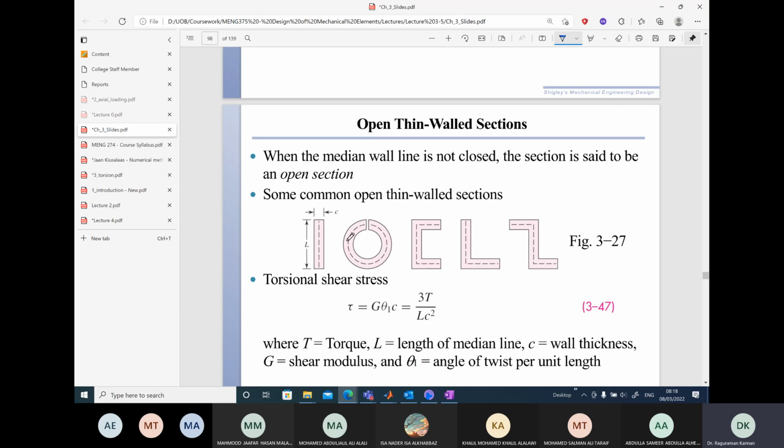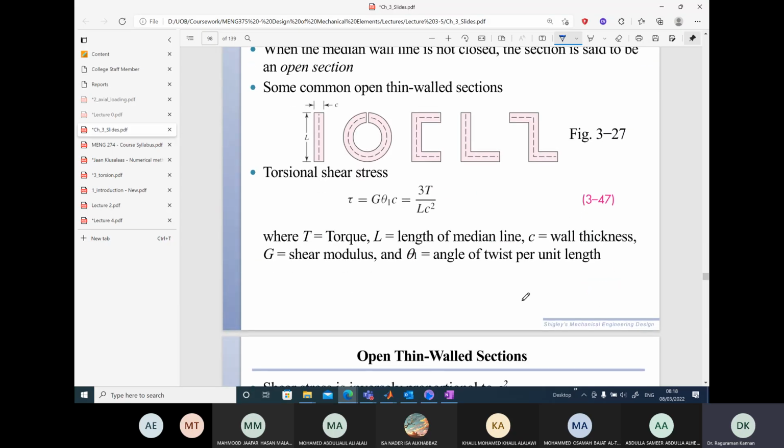In this case, it will be whatever is the length here, up till a certain arc length. And similarly, for all open tubes, you can evaluate what are the total lengths. Length of the median line, and C, wall thickness, can also be obtained.